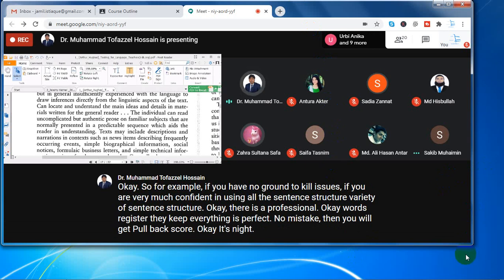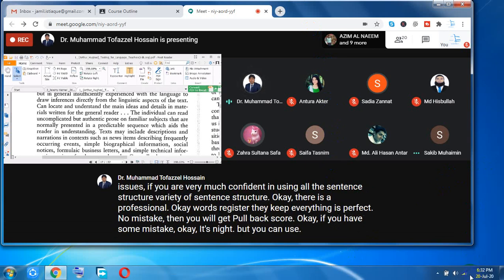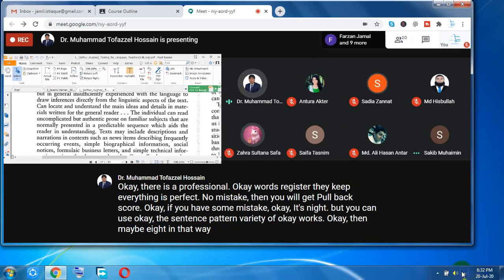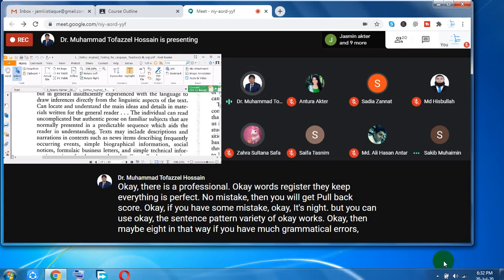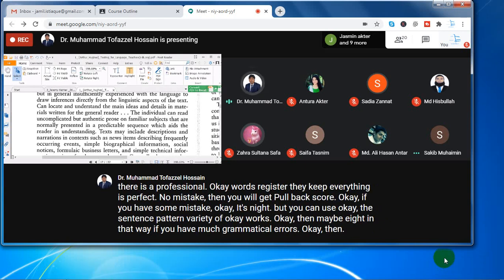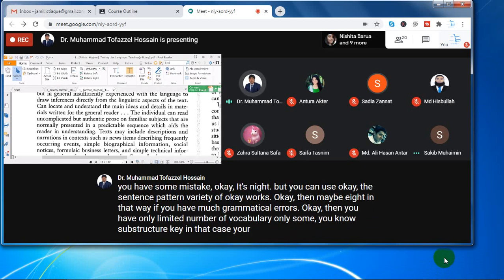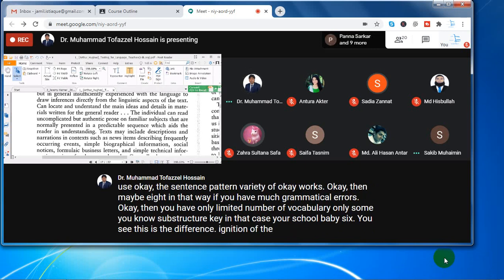If you have some mistakes, but you can use a variety of sentence patterns and words, then it may be an 8 in that way. If you have many grammatical errors and only a limited vocabulary, only some structures, in that case your score may be 6. You see, this is the definition of the marking. Got the idea? Yes, sir.